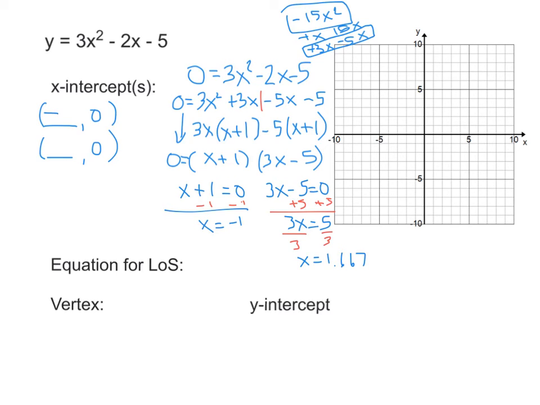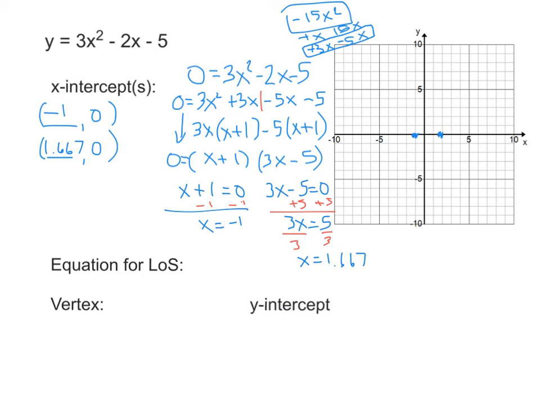All right, so we've got negative 1, and we've got 1.667 as our two x-intercepts. So we're going to go ahead and plot those on the coordinate plane. So here's negative 1, 0, and then 1.667, which is 1 2/3, would be right around here.